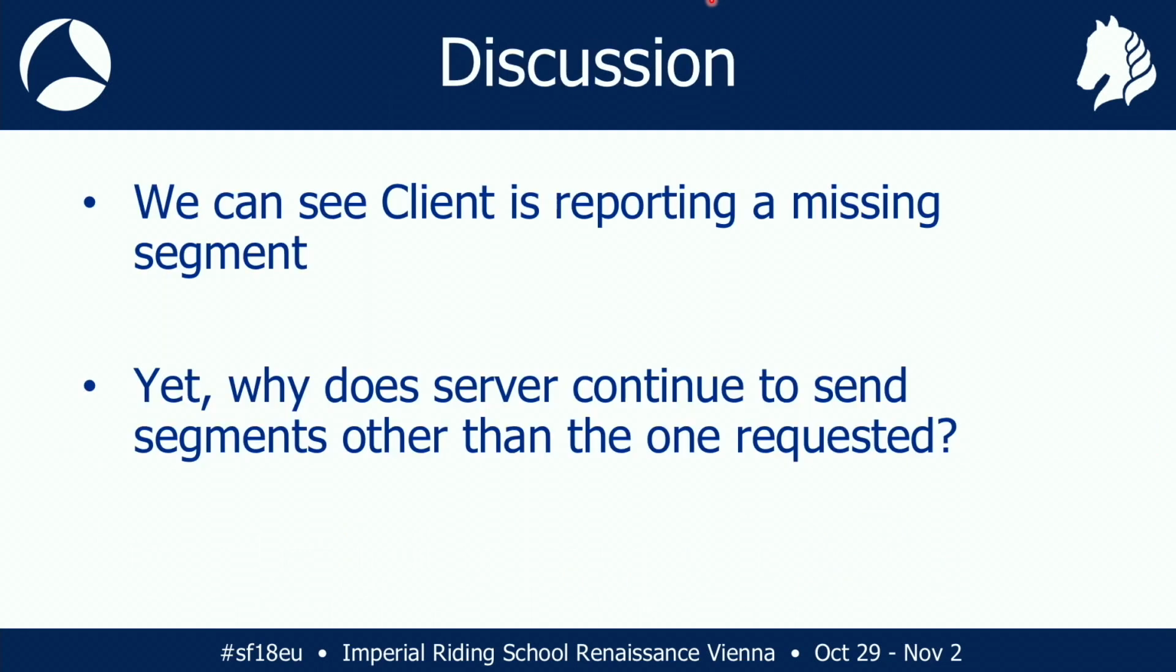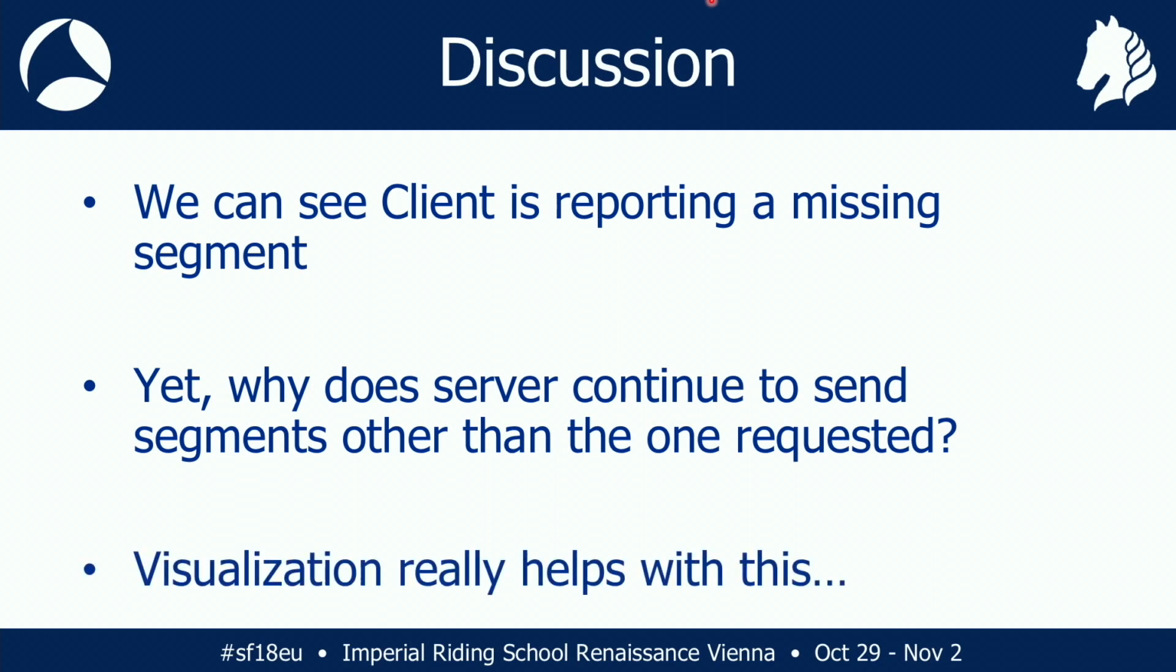So when you're looking at just the client side, and only the client side, you can see that, okay, I've asked the sender to retransmit something, but I keep getting more data coming at me that's not what I asked for. It keeps streaming in and streaming in. So why does the server continue to send the segments other than the one that we said we're missing? Because there's like 17 of them that got sent.